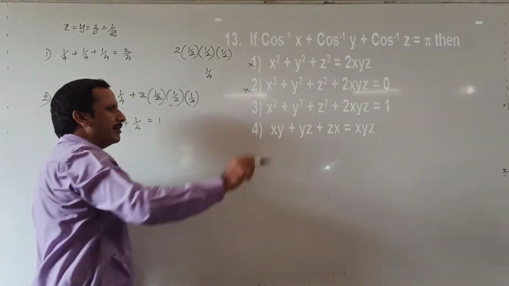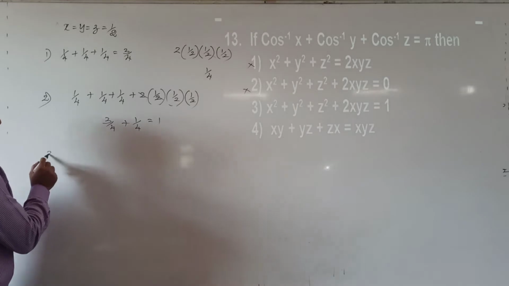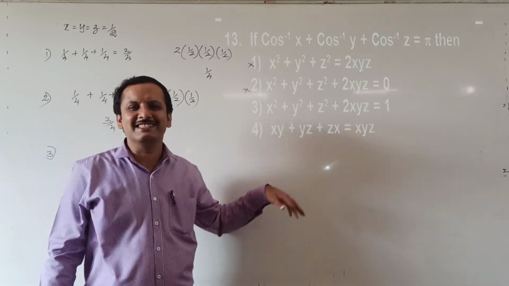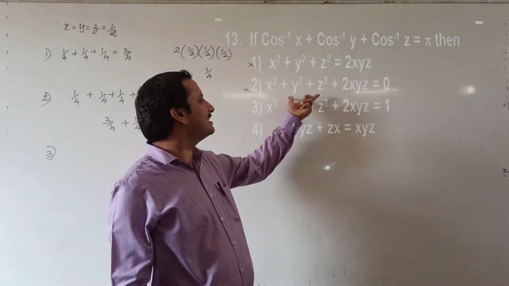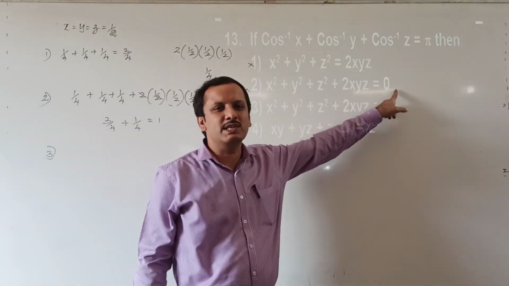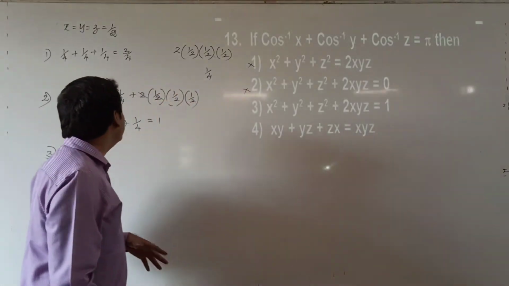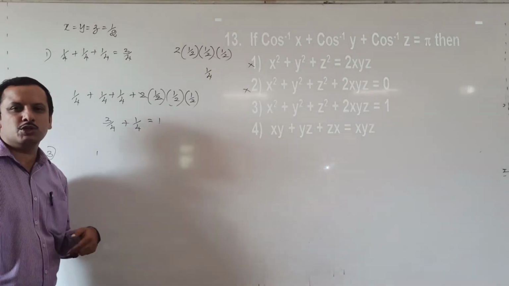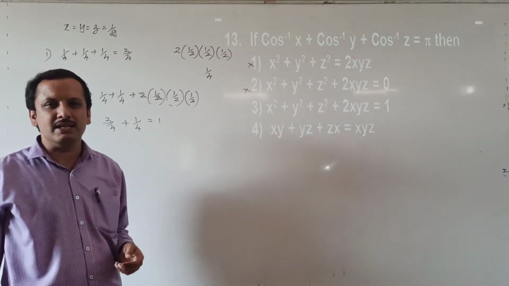First option already ruled out. Look at third. What is the difference between second option and third option? Other than that, LHS is same for second option and third option. Only there is a difference in RHS. Here it is 0 and here it is 1. So, whatever we have seen here, we are getting 1. So, it holds good. So, third option may be the answer.